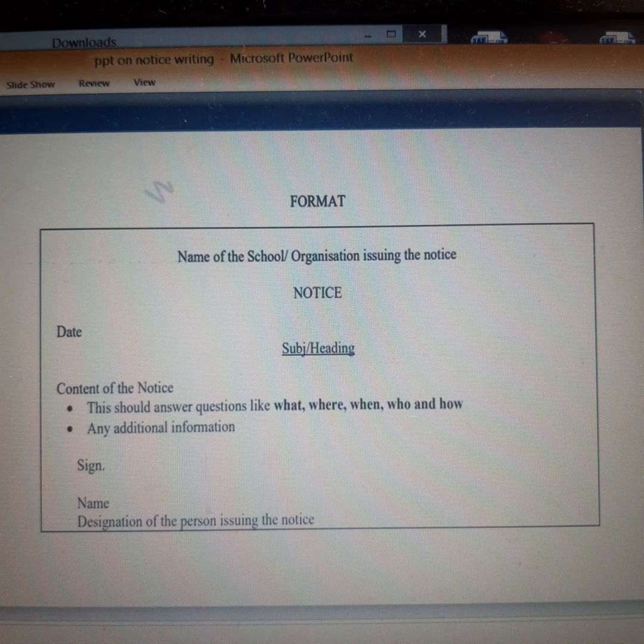Again, part of the format, signature. You have to write the name of the person who has written or issued the notice, followed by his designation. For example, if it is Kamal Kishore, you will first sign, then you will write the name Kamal Kishore, and then in brackets you can write his designation. Example, if he is a CCA in charge, you will write CCA in charge.